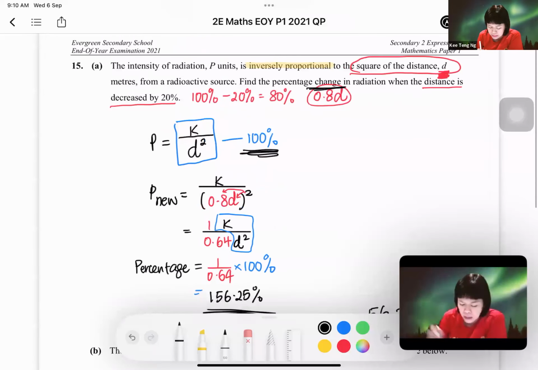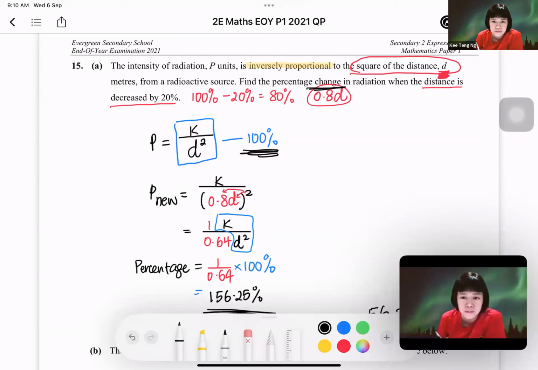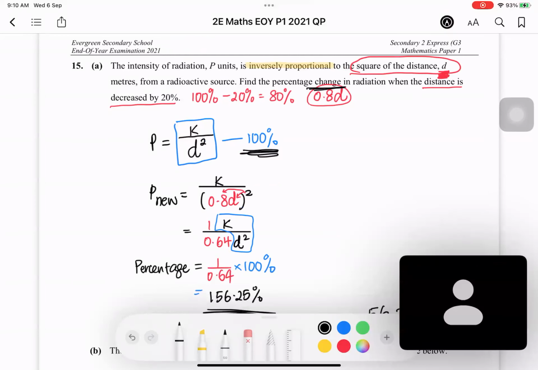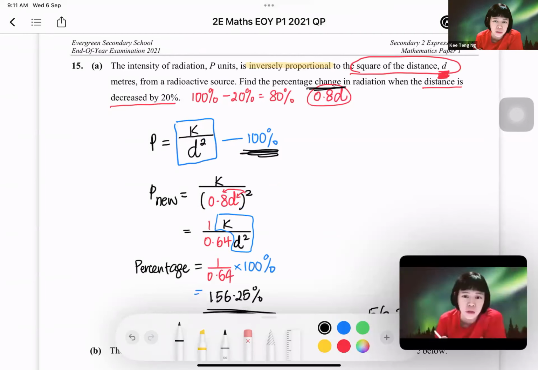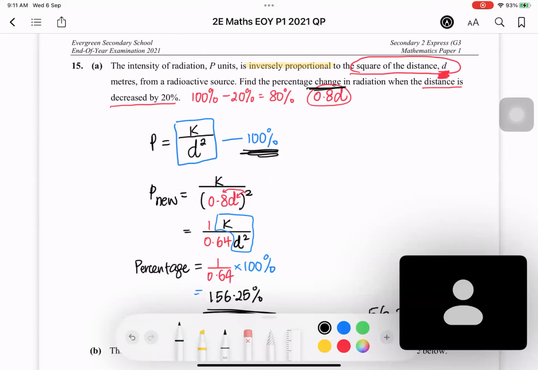80%, how do you convert percent to value? Divide by 100. So 80 divided by 100 will give you 0.8. Oh, okay, thank you. Yeah, okay, good.